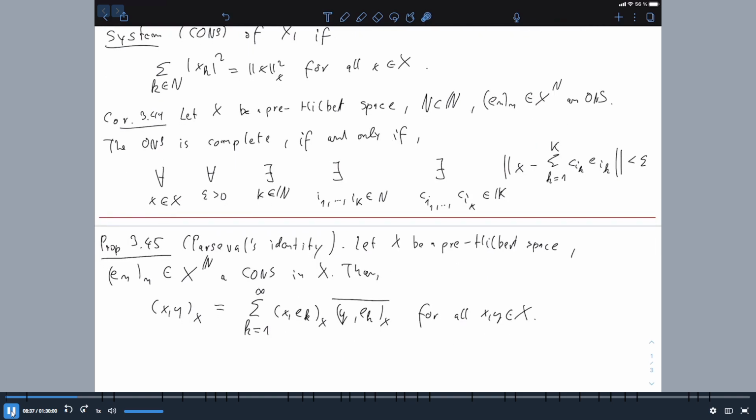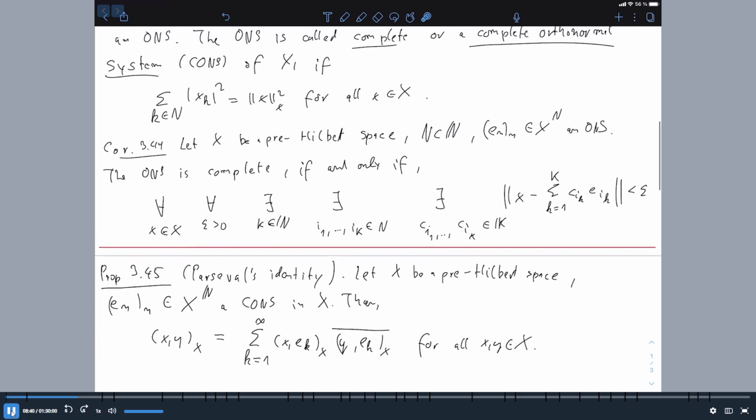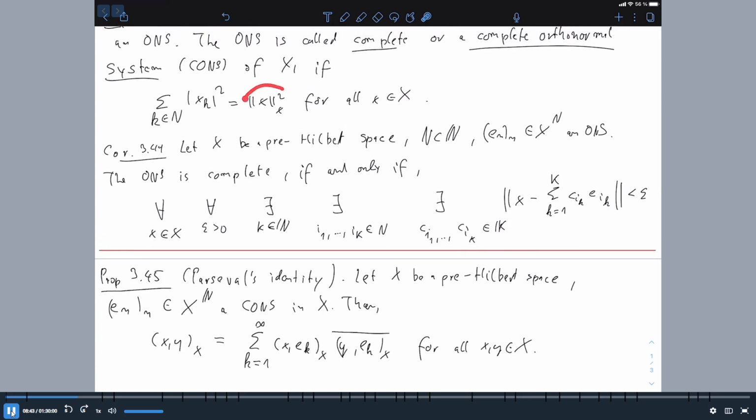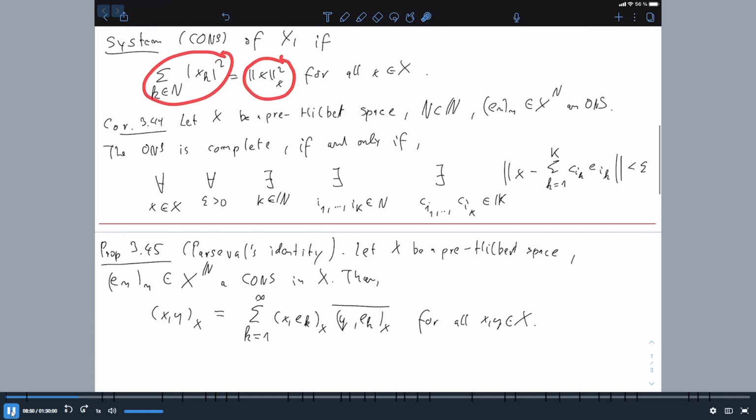So you can think of this as a generalization: we can represent the norm in the complete orthonormal system as the sum of the squared coefficients. Now we can represent the scalar product as the infinite sum of the product of the coefficients. Or you can also think of this as the C infinity scalar product of the Fourier coefficients of x with the Fourier coefficients of y.